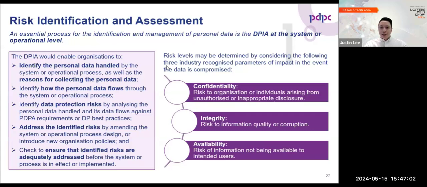When it comes to assessing the risk, these can be determined by considering the following 3 industry recognized parameters. So confidentiality of data, integrity of data, and availability of data. These are by no means an exhaustive list of the risks that can arise out of a DPIA, but they are the 3 most common or core risk areas that have been identified within the industry as being important to consider when it comes to any kind of data protection impact assessment.